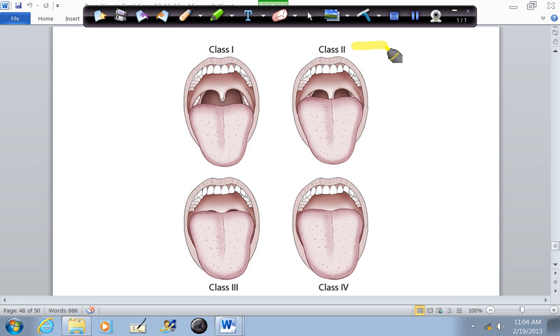So it looks like it's sort of like a sunset. It's kind of going farther down. We can't see it. With class 3 down here, you can see the soft and the hard palate and just the base of the uvula right there. Okay. And then in class 4, all you can see is the hard palate. So obviously this person is the person most at risk for obstructive sleep apnea.